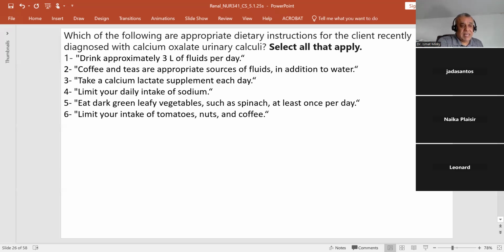Now, which of the following are appropriate dietary restriction instructions for the client recently diagnosed with calcium oxalate? So I recommend everyone to go back to these slides and read about the specific type of food that is high in, go over which one for purine, which one for oxalate, which one for uric acid, and we are going to advise the patients to restrict that type of food in their diet. So this patient, their body has a tendency to develop the oxalate kidney stones or renal stones or calculi. What would you advise them to do?